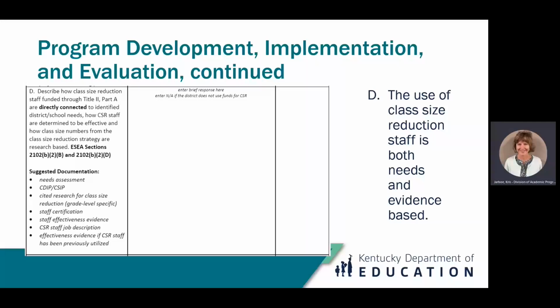The next couple of sections may or may not apply to your district. So if they do not, feel free just to put an NA in here or just leave it blank. So if you do utilize funds for class size reduction, this is where you would describe how that meets the needs in your district, what evidence you have that it's effective, the research that you're reviewing to know that this is a strategy that's right for your district. And again, if you do not utilize funds for class size reduction, you would leave this blank.